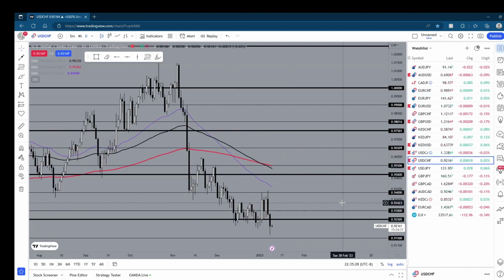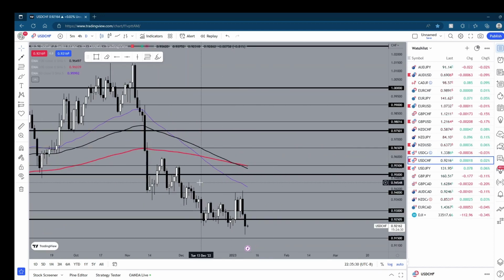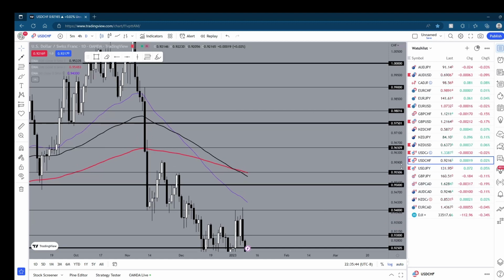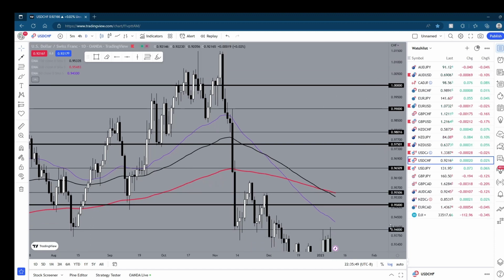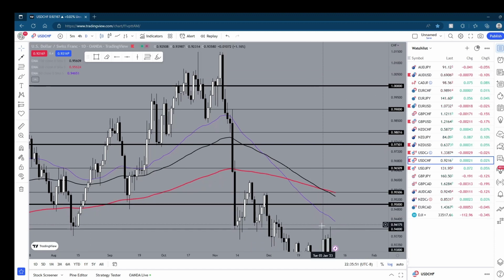USD franc. This one is in a downtrend as well. I was waiting for this black line to cross under the 200 EMA to confirm it, and it did here on Tuesday, January 3rd. The way you can look at that, by the way, if not a lot of you know, if you hover over these candles, like right now I'm hovering over this white candle, you can look at the top left corner where your EMAs are and see the price points of that.